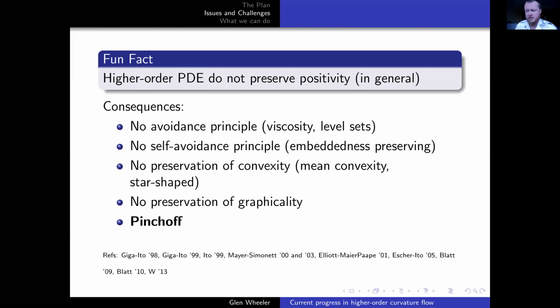And it's not really hard to see why that's true. I'll talk about that on the next slide. But I just wanted to mention each of these things. So you don't have an avoidance principle, there's no comparison principle, which means that it's not going to be very easy, and we don't know how, to do viscosity solutions or level sets. Without a very different notion of those things, probably not true. There's not really any kind of self-avoidance principle apart from some special cases, which I'll talk about later. There's no preservation of convexity or mean convexity or star-shapedness without some special hypothesis. Okay, and there's no preservation of graphicality, and we have pinch-off.